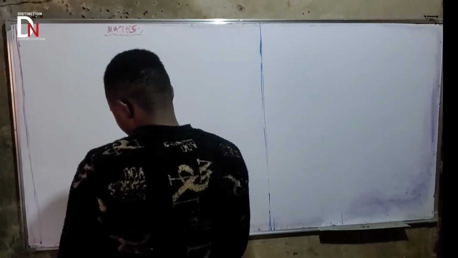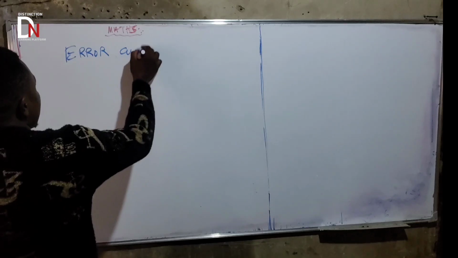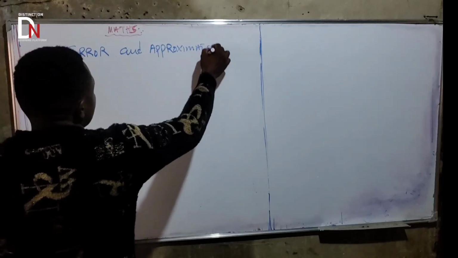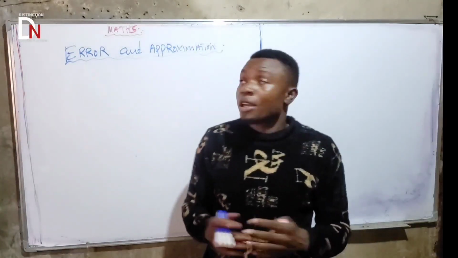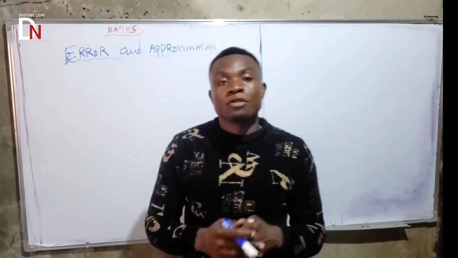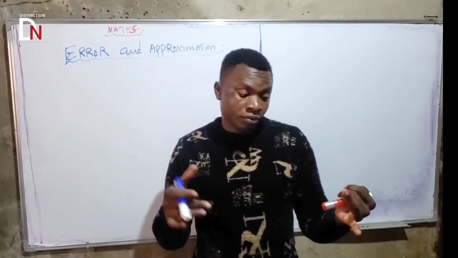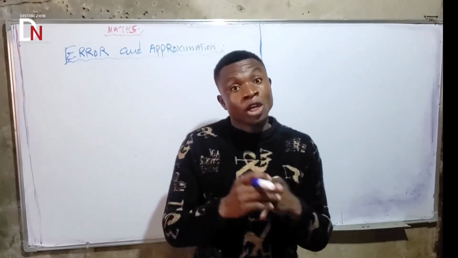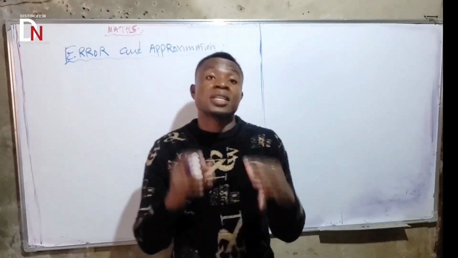Okay, look at error and approximation. Error and approximation is a wide topic, but in this video our main focus will be how one should be able to find the absolute error, the limits, the tolerance, the relative error, as well as the percentage error.